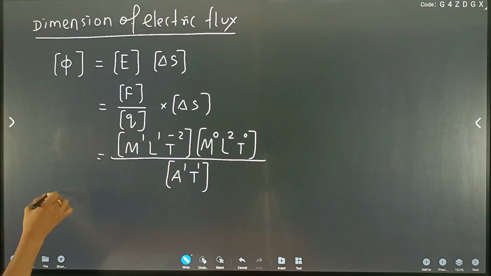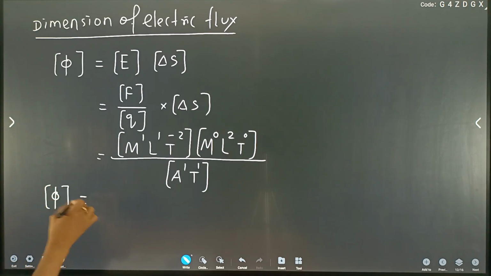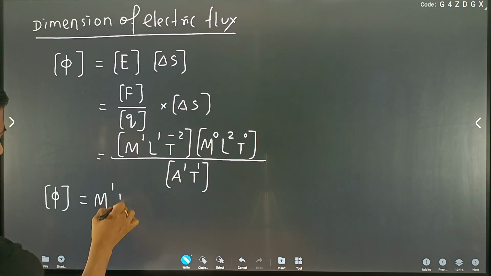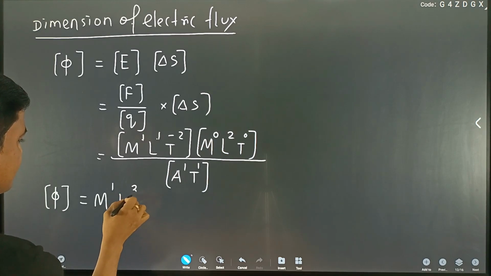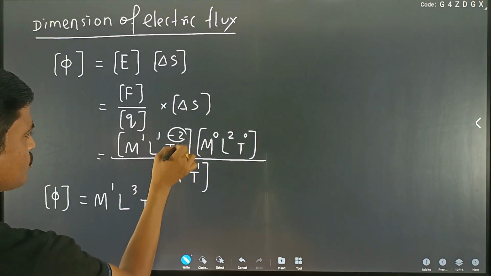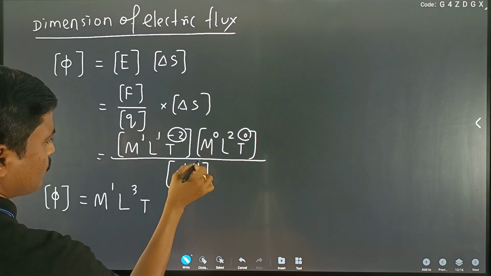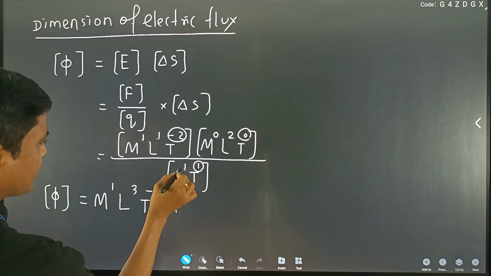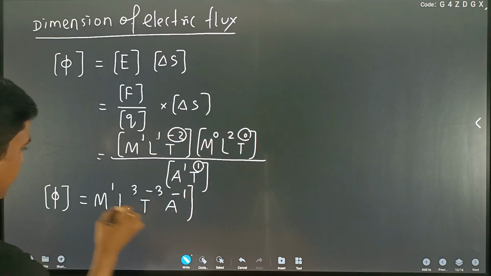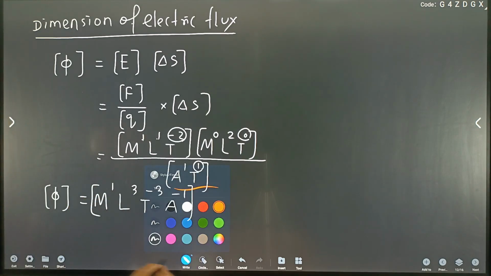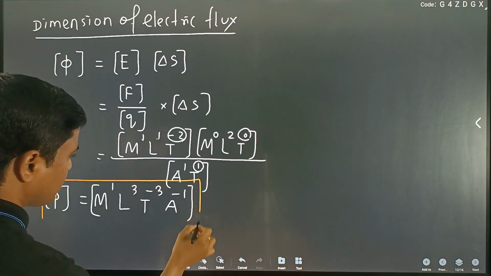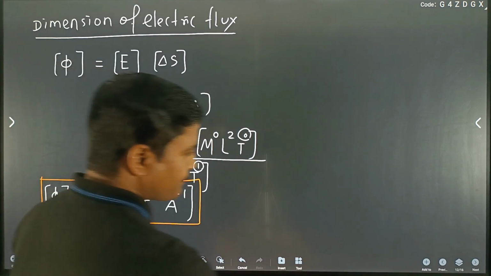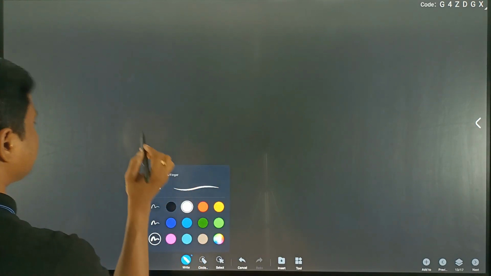And finally we get the dimensional formula of electric flux: M to the power 1 plus 0, that is 1; L, here 1 plus 2, that is 3; T, here minus 2 and here 0, that is minus 2, and here 1, if we take 1 to the upper part, that is minus 1, so minus 3; A, we take 1 to the upper part, that is minus 1. This is the dimensional formula of electric flux. Clear? Then two special cases are there. We write special case.